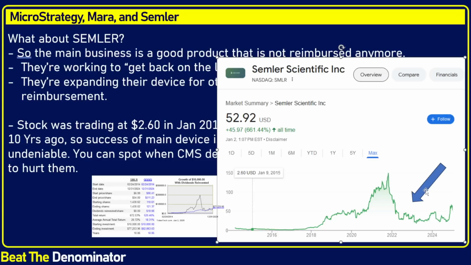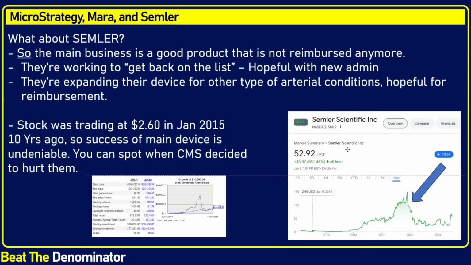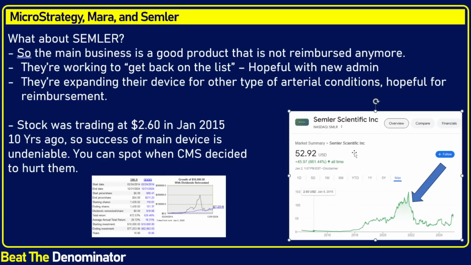And then of course you can obviously spot exactly where the CMS said, "No more. We're killing your business, buddy. We're not interested in you having a great product. We're more interested in saving money." And then they stopped paying for it.